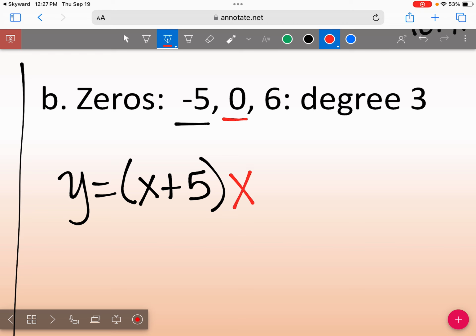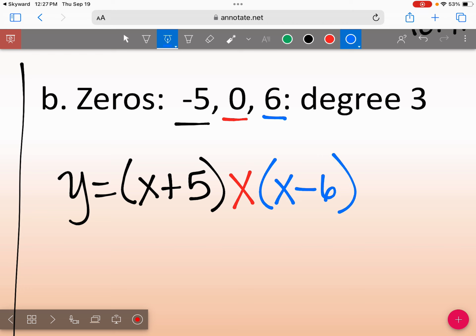Now, when you have a 0 at 0, that's just an X. There is no such thing as X plus. Nobody goes to the bank and stands in line and says, I would like to withdraw $0, or I would like to make a deposit of $0. It's 0, we don't need to have a factor for that. The factor is just X, X all by itself. And then for 6, what would be my factor? X minus 6.